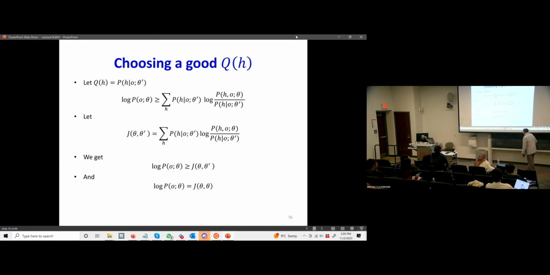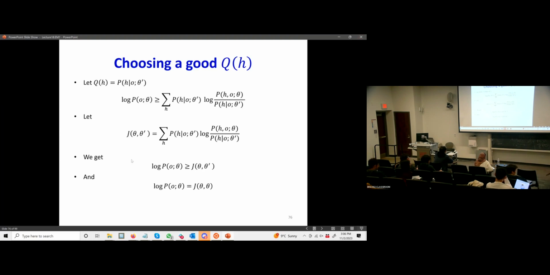So let's assume for now that my Q is a conditional probability of H given O at some value theta prime. Now this is a given value. Remember, I need a specified function Q. Q cannot be an open-ended function. It cannot be a function of theta, otherwise I haven't really solved anything. So I'm going to make Q specific to some theta prime, okay? So if I write it like so, then I'm going to get log of P of O lower bounded by P of H given O at theta prime.